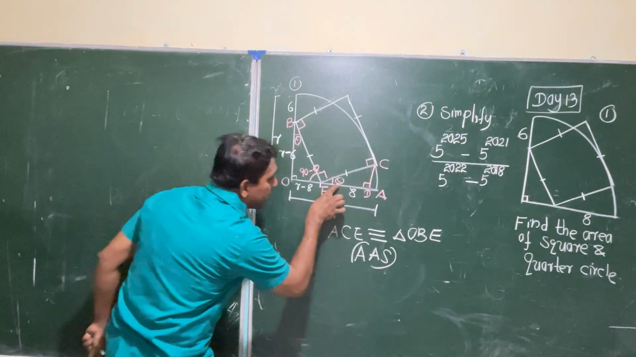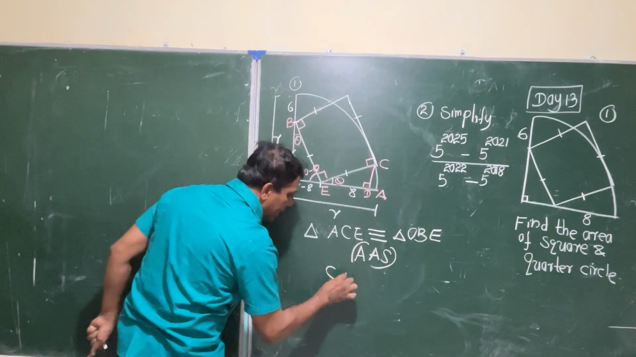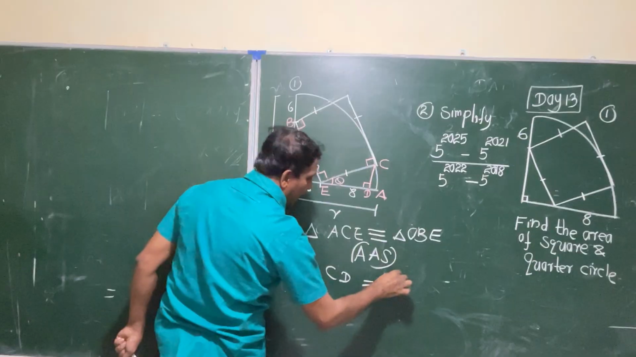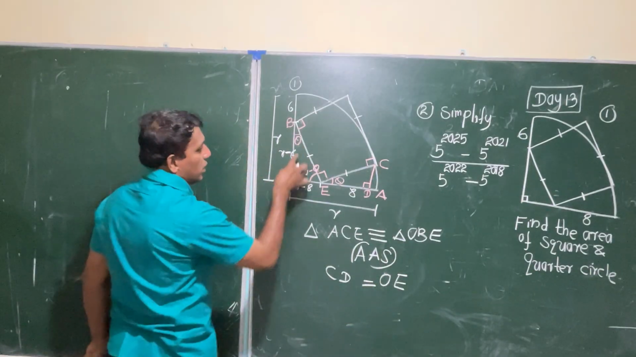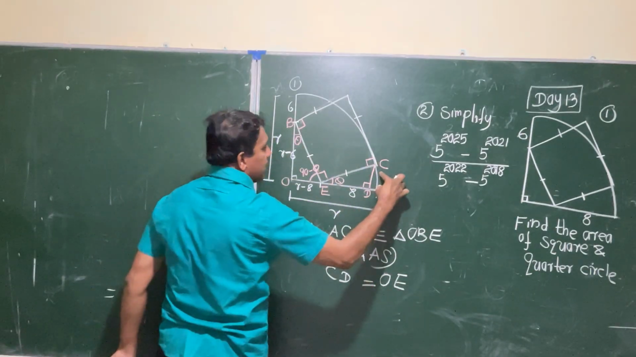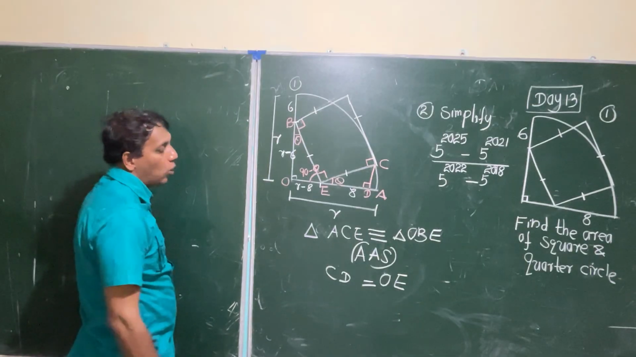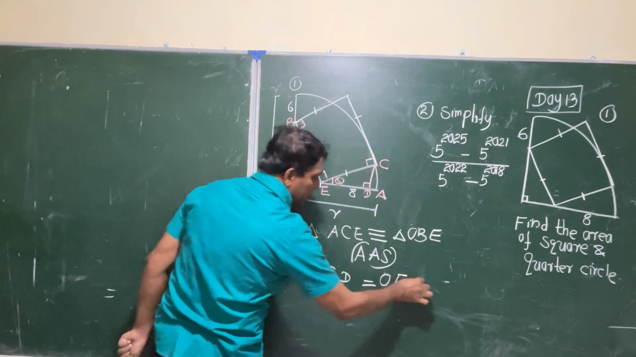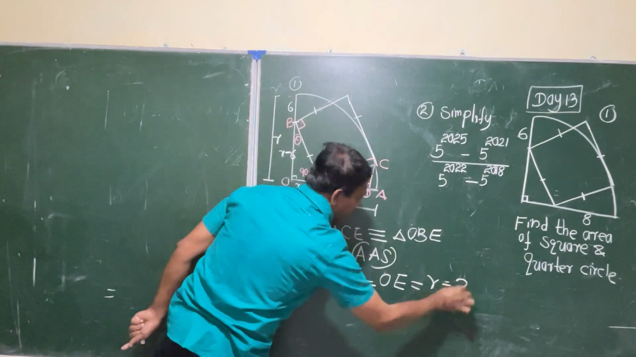Therefore, opposite this theta CD equals opposite this theta OE. This opposite of theta CD, opposite of theta OE. That is, I mentioned R minus 8. Therefore this is R minus 8, right?